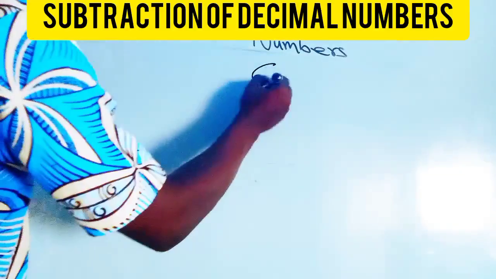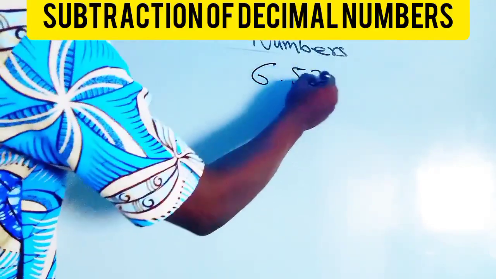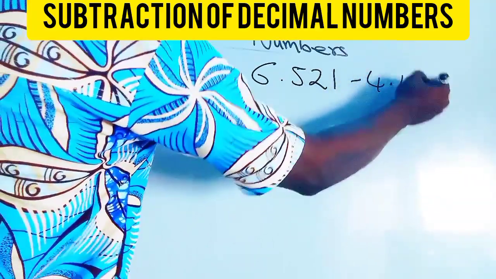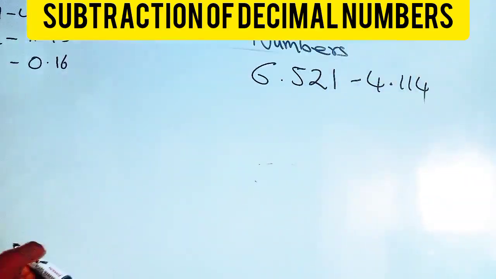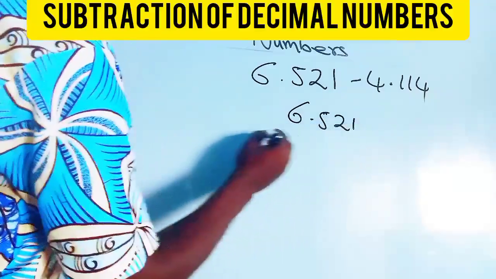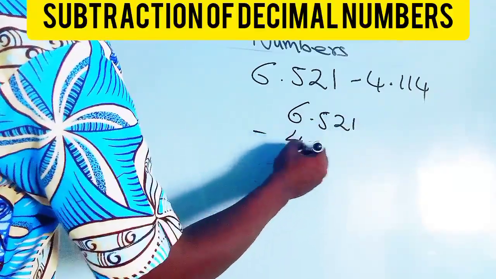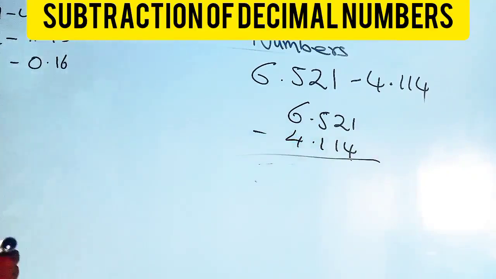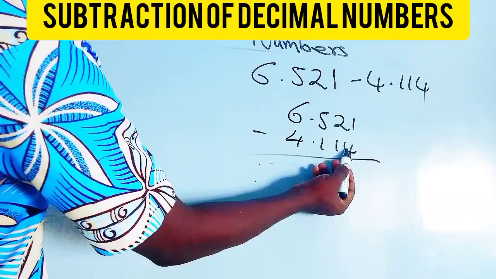We have 6.521 minus 4.114. Let's rewrite the question. We have 6.521 minus 4.114. We are solving. You can subtract 4 from 1.